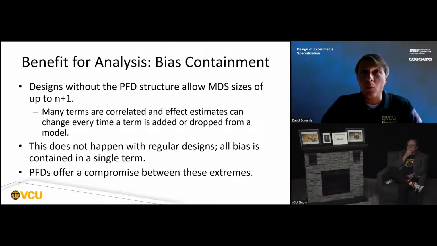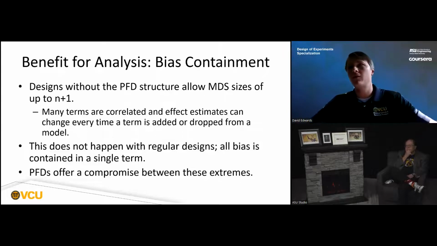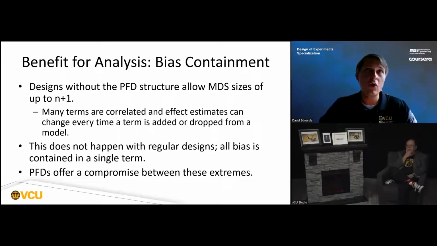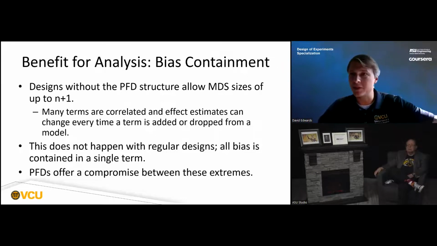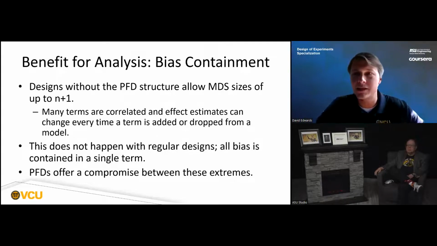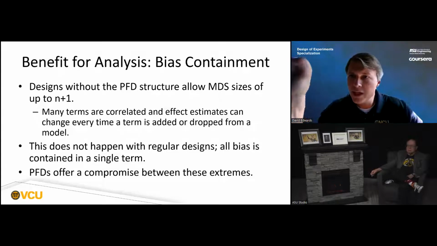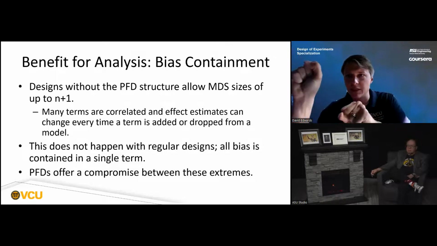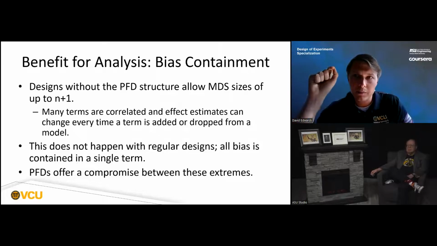And what's the downside of that? I mean, the upside, of course, is I can estimate more models. The downside is when you have so many terms correlated, every time you add or drop a term from your model, the estimate's going to change, right? That doesn't happen with regular designs. In fact, maybe you remember the first time you ever explored regular designs, you dropped a term and lo and behold, all the estimates stayed exactly the same, because you have really contained the bias into these very distinct alias sets. Parallel flat designs offer a compromise.